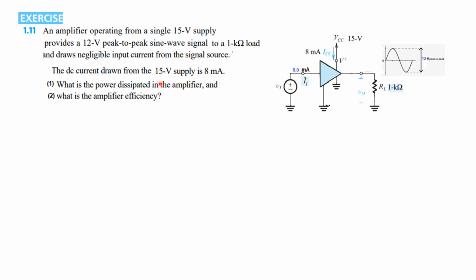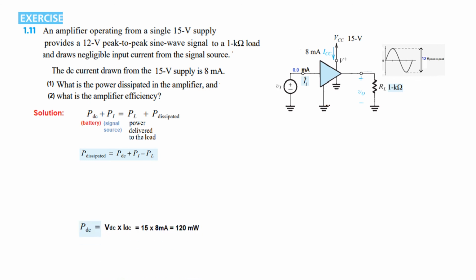The DC current drawn from the 15 volt supply is 8 milliampere. So this current is 8 milliampere. We have to find the power dissipated in the amplifier and we have to find the efficiency of the amplifier. So we have learned the power equation, that is the power supplied by the battery plus power supplied by the source is equal to power consumed or delivered to the load plus power dissipated in the circuit. So from here we can write P dissipated is equal to PDC plus PI minus PL.